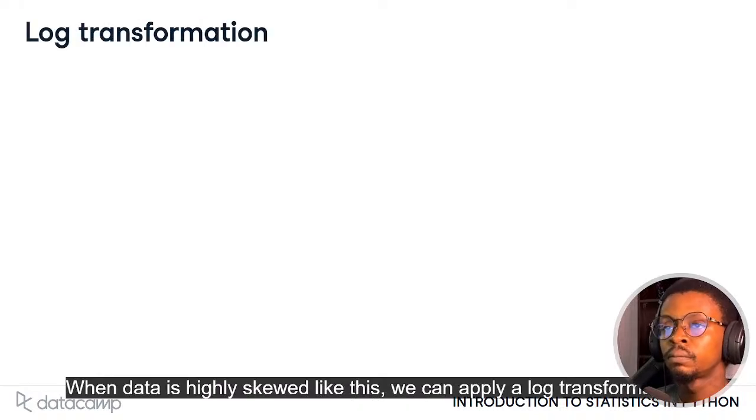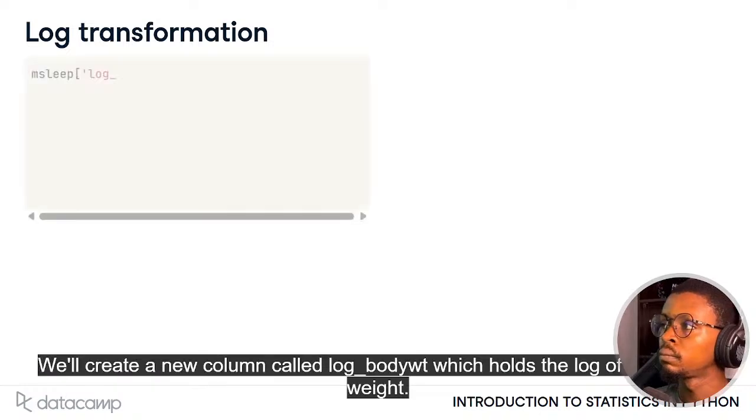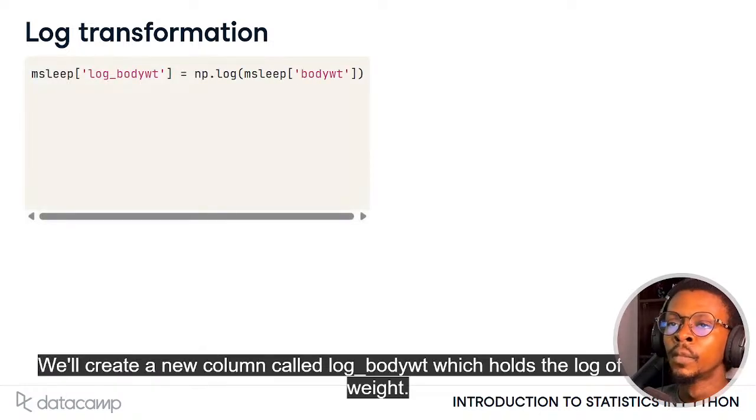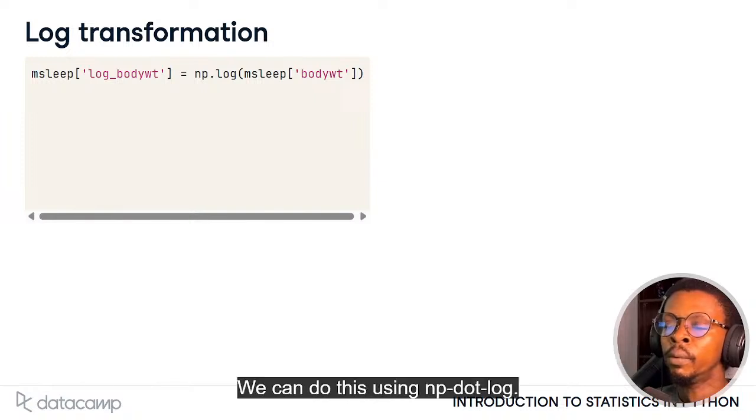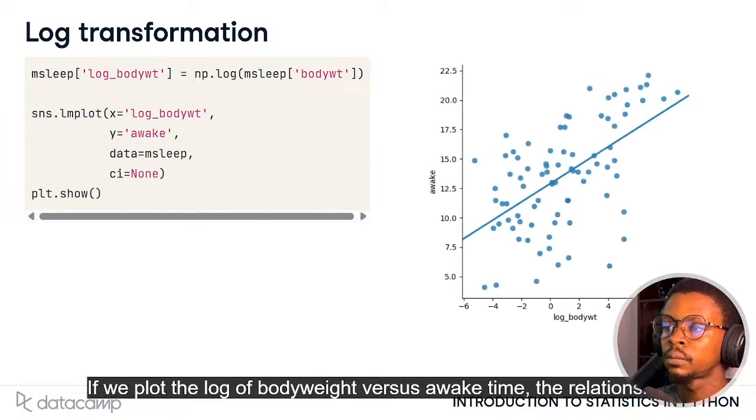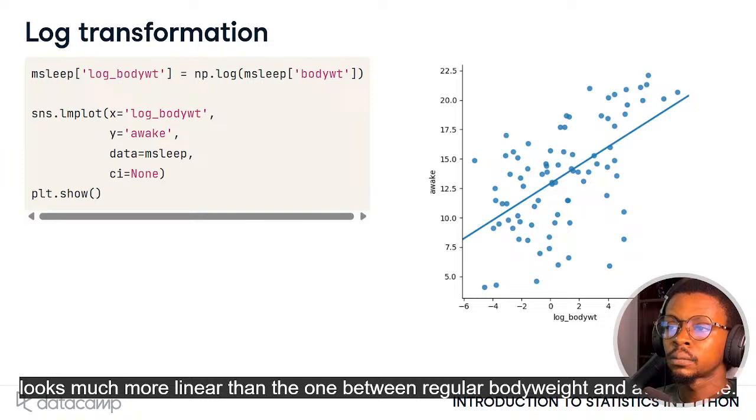When data is highly skewed like this, we can apply a log transformation. We'll create a new column called log body weight, which holds the log of each body weight. We can do this using np.log. If we plot the log of body weight versus awake time, the relationship looks much more linear than the one between regular body weight and awake time.